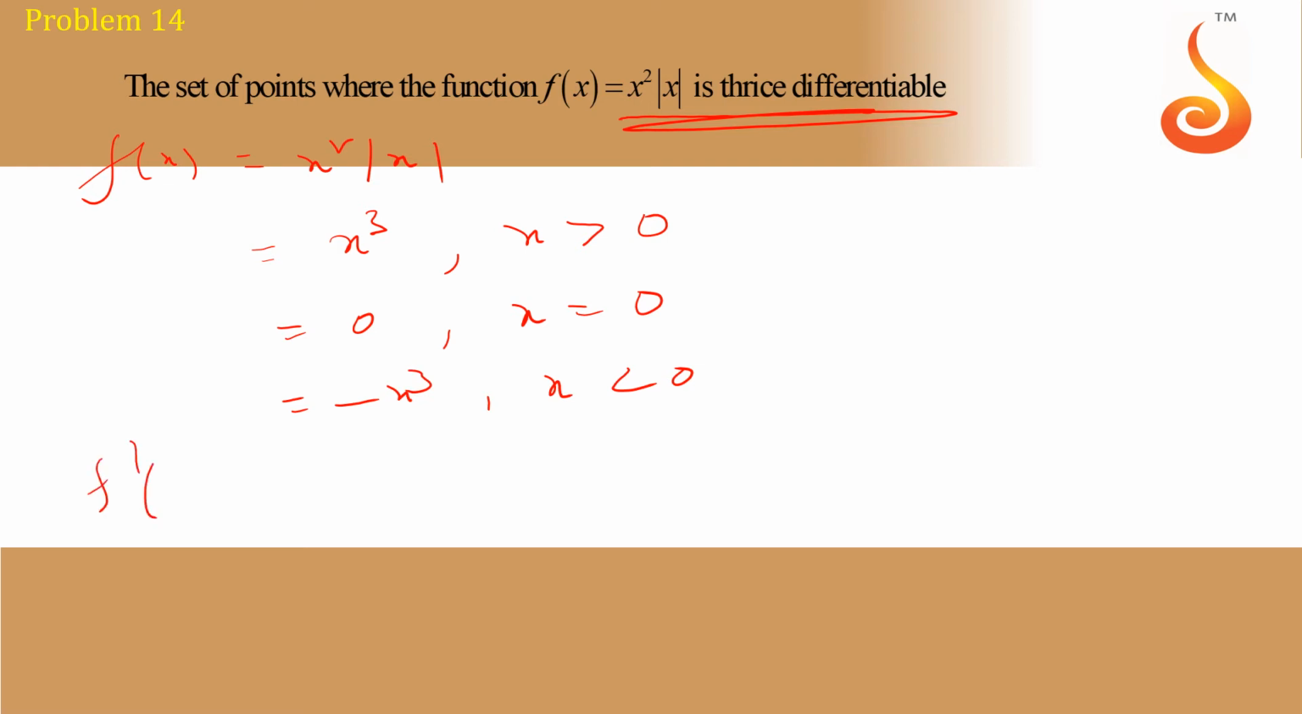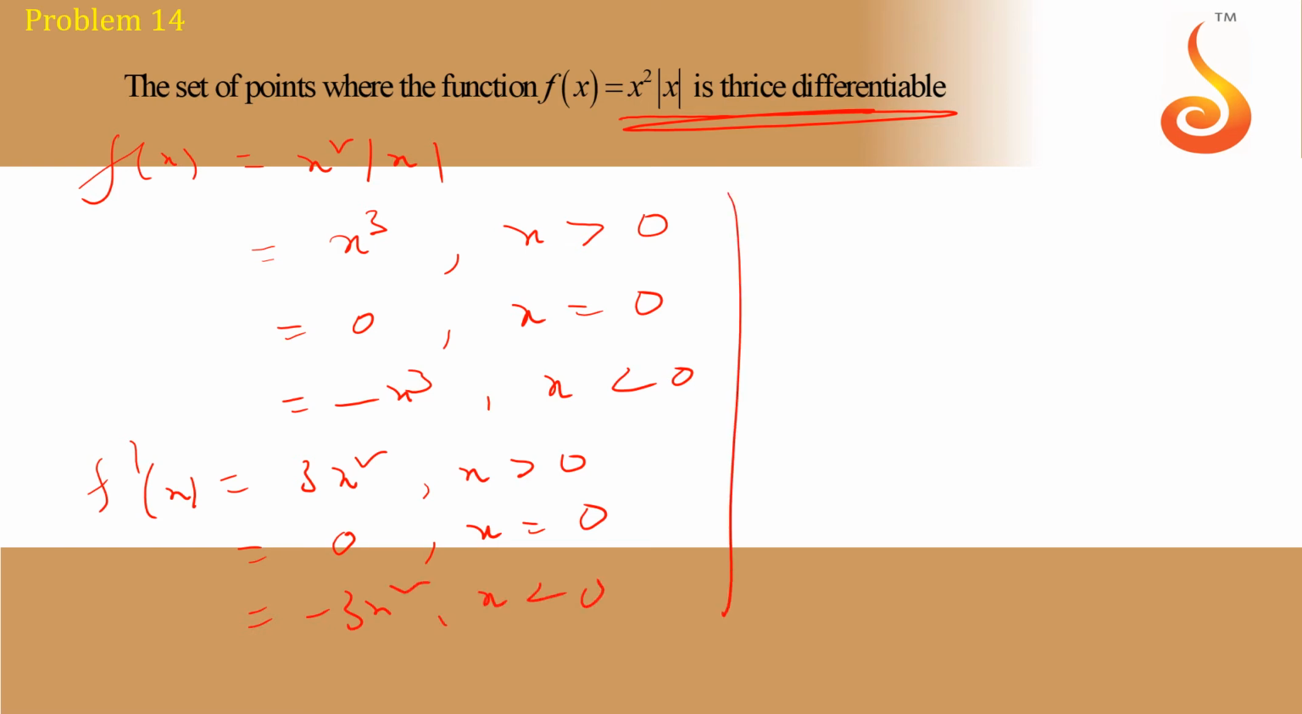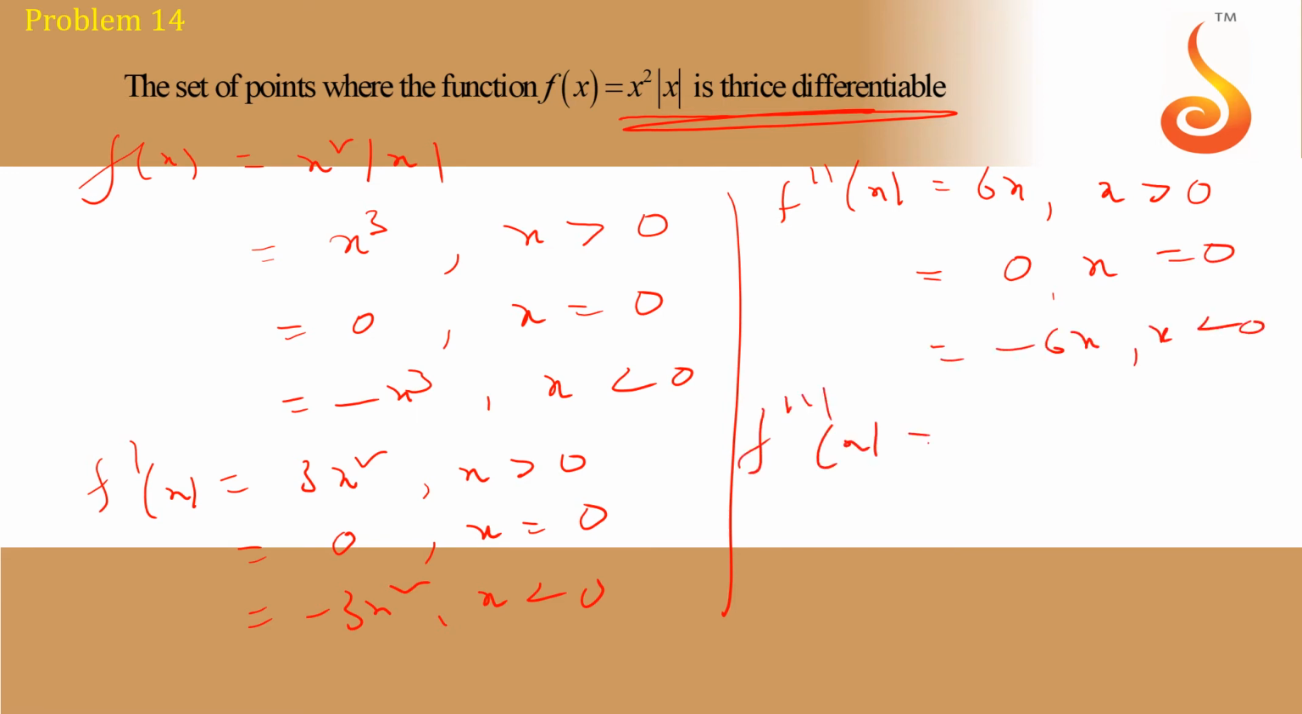Then what will be f dash x? 3x square, 0, minus 3x square. Then what will be f double dash x? 6x, 0, minus 6x. Then f triple dash x will be 6, 0, minus 6.